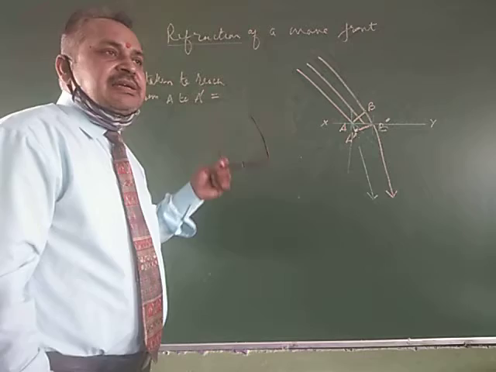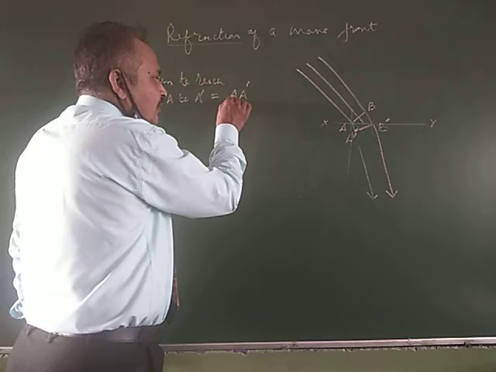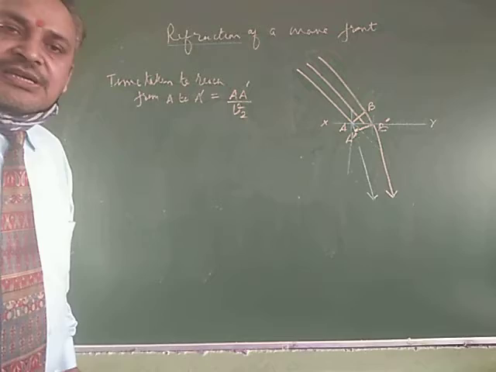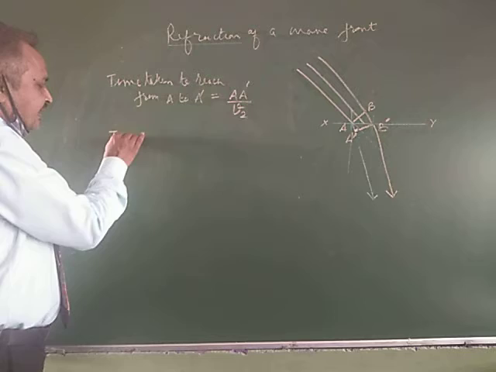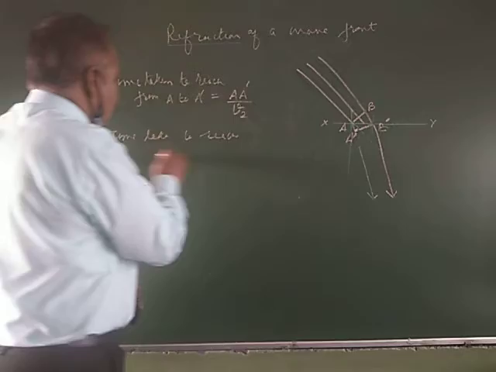So what I will write, that will be equal to AA dash and the velocity of the light in the denser medium, which we have taken as V2. Similarly, I will take the time taken to reach from B to B dash.